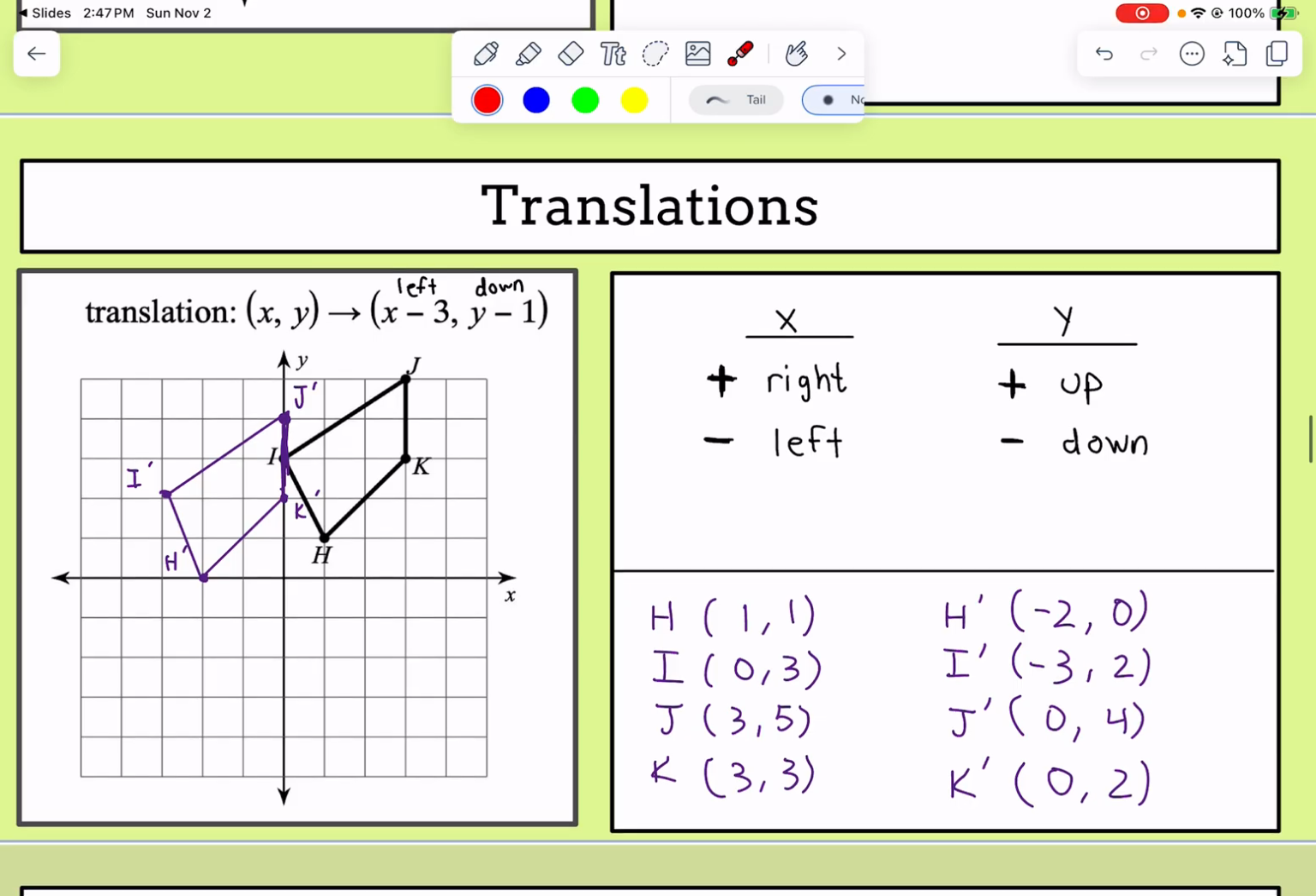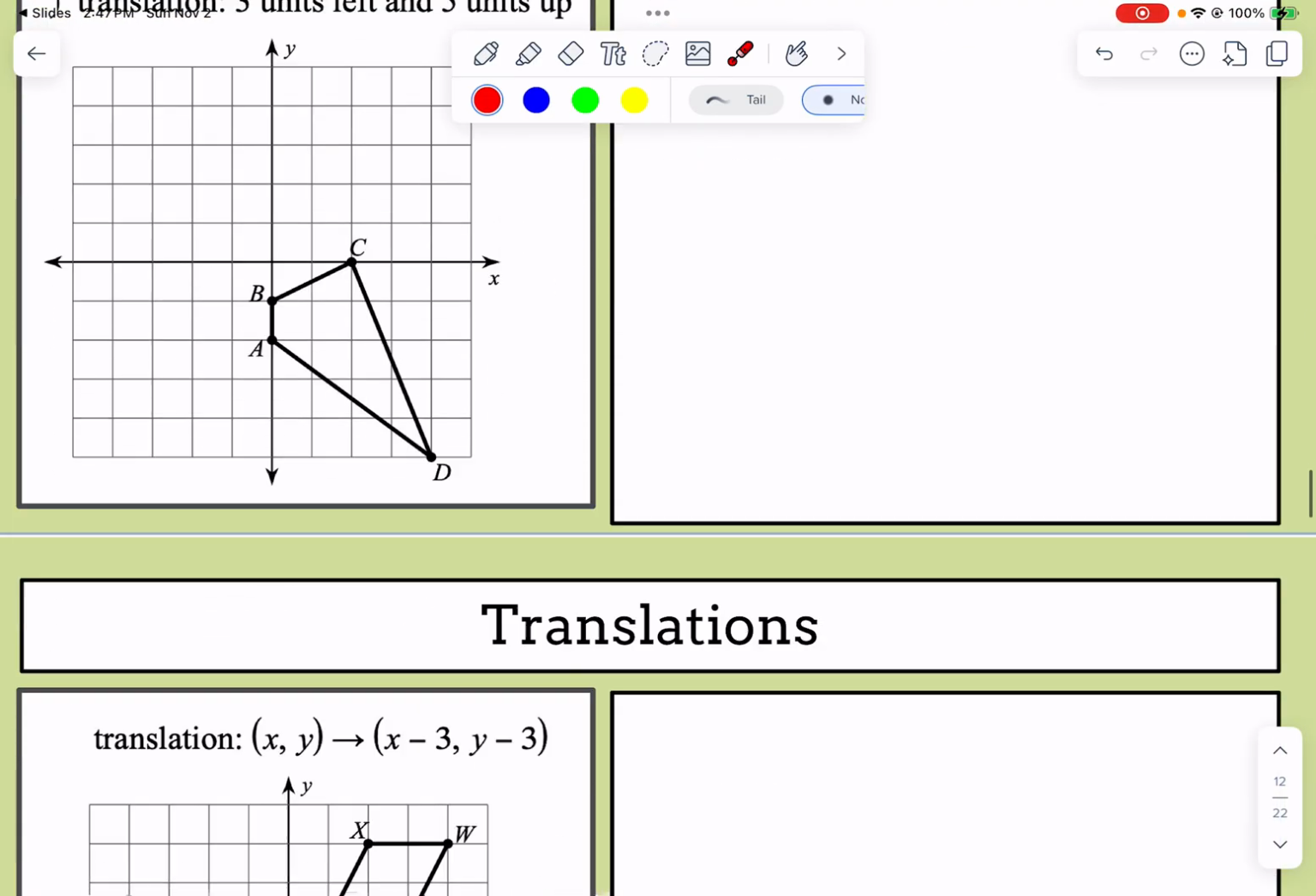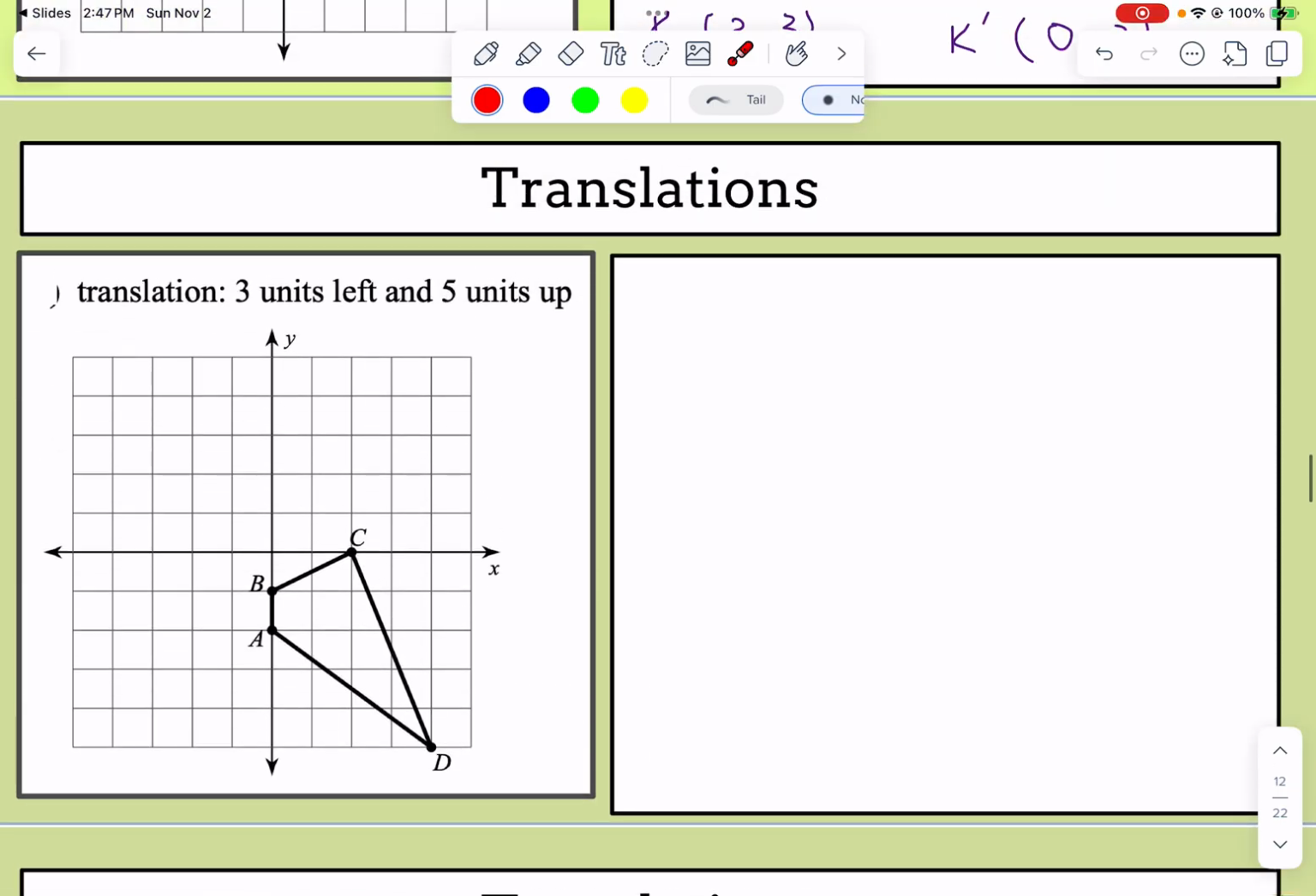Okay, so now is a great time to pause so that you can do the next 2 problems here. Unpause when you're ready for the solutions.